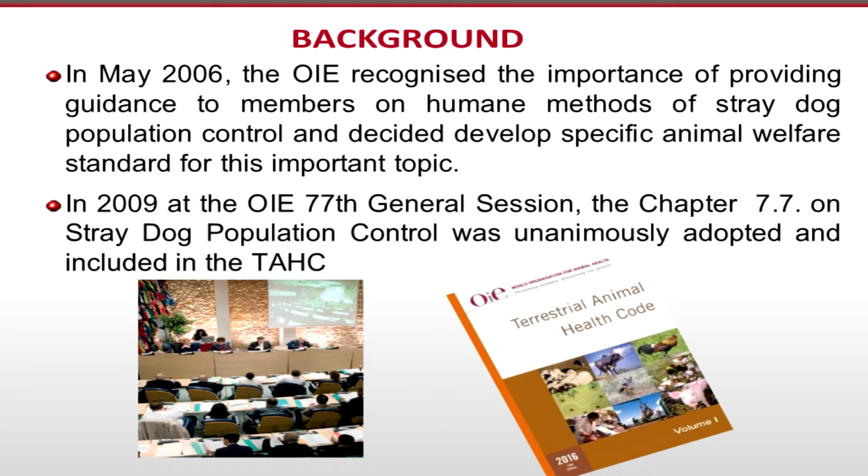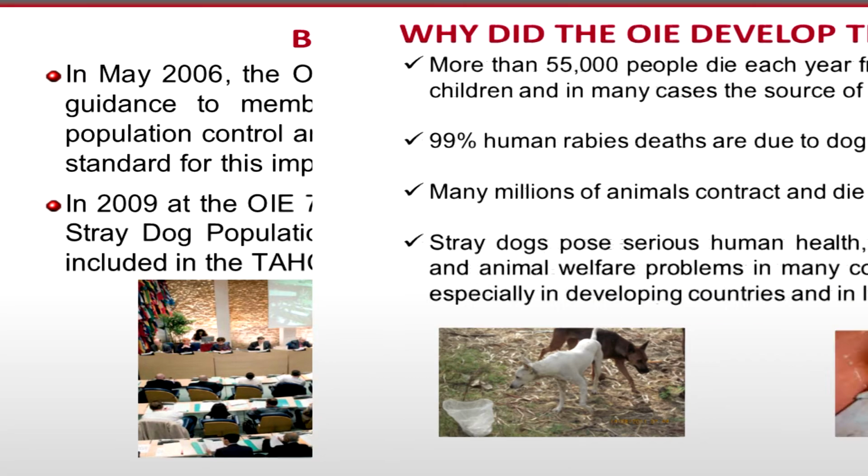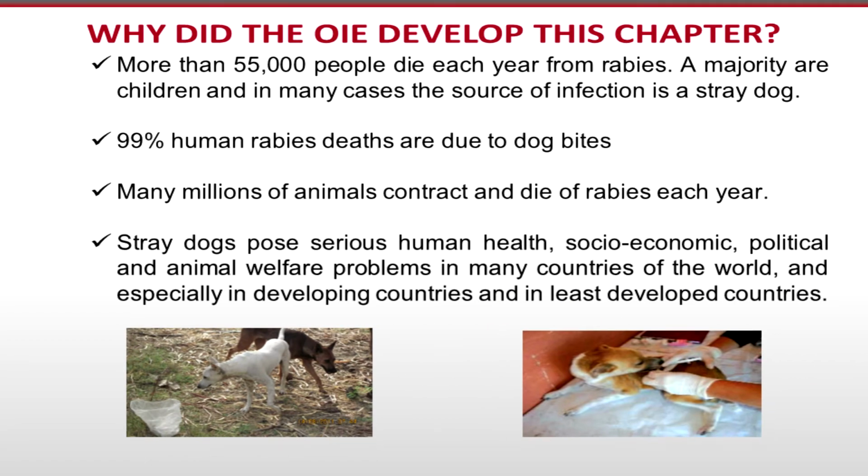In 2009, during the 77th General Session, Chapter 7.7, on stray dog population control, was unanimously adopted and included in the Terrestrial Animal Health Code. That picture there just shows you how people in the General Assembly sit and vote by raising their cards, one country, one vote. If there's dissent, you dissent, but then the majority takes the decision. So why did we develop this chapter? Why?